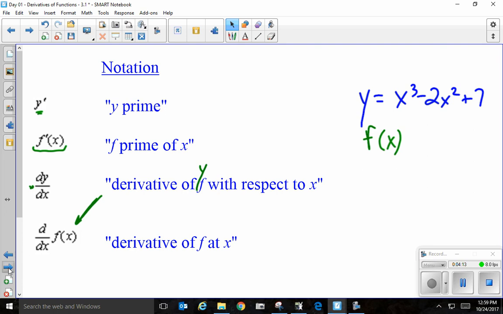All right? I'm not going to test you on these, but you should know what this notation means. Especially the first two. The first three, really. They all mean the same thing. You'll get very familiar with them. We'll see them all over the place.